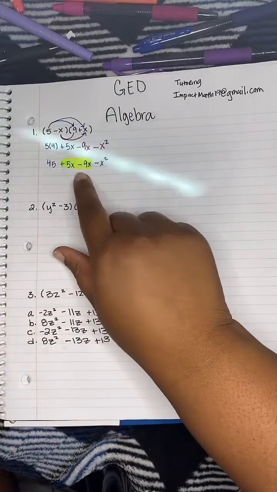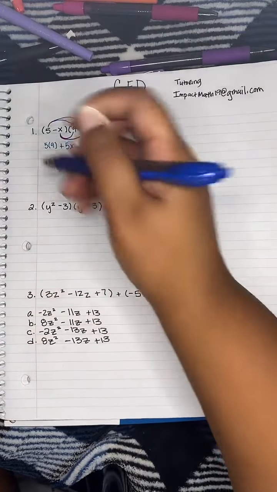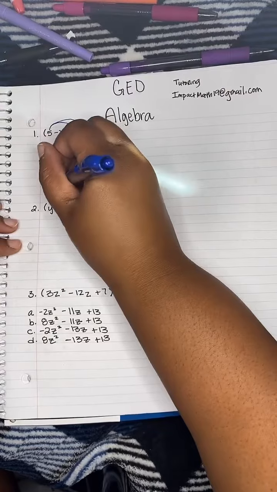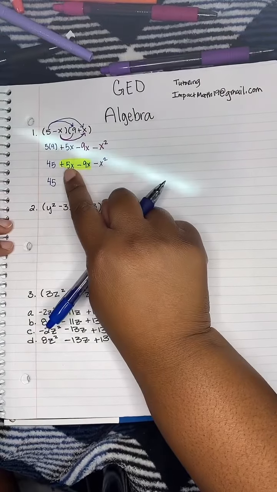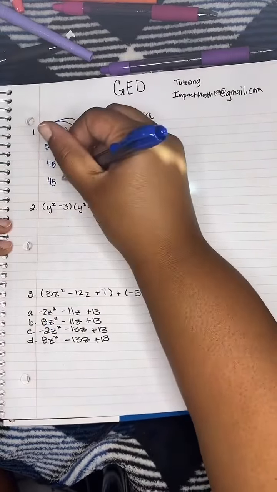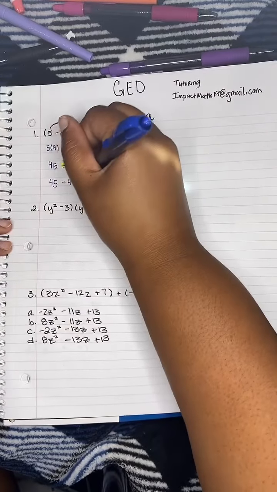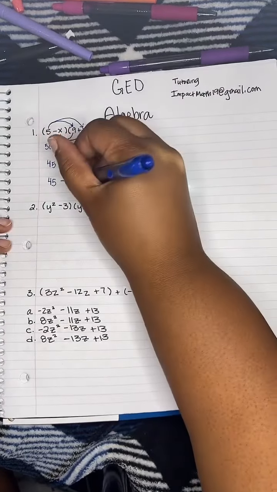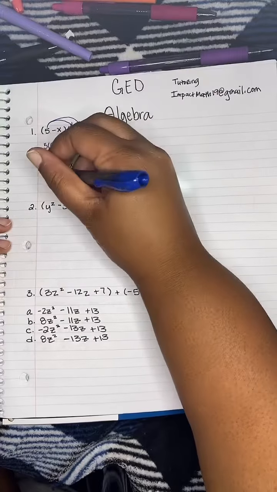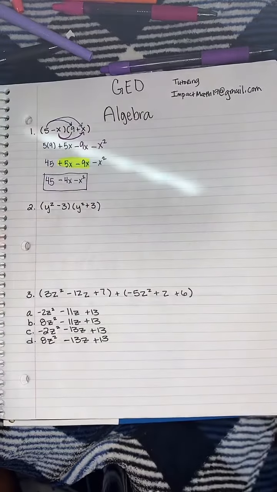And so we have 5x minus 9x. These are like terms. So we get 45 and we combine. You have $5 in your bank account, you're minusing 9, so you're down $4. So negative 4x minus x squared. And this is your answer.